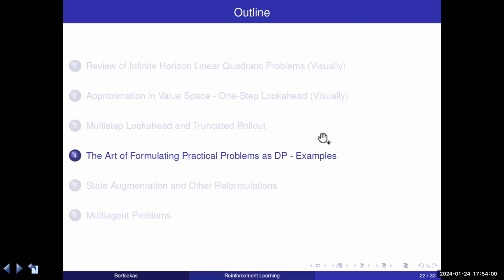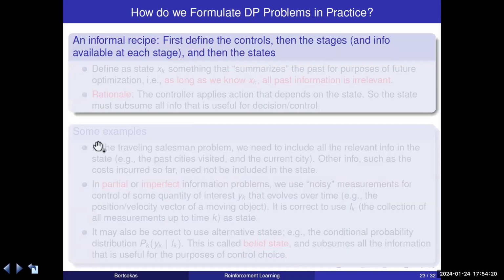So that's all I have to say about these visualizations and Newton's method and approximation in value space. Now we're going to go into the issue of how you formulate practical problems as dynamic programming problems, and by extension as reinforcement learning problems. So how do you do that in practice? Well, there's no unique answer, but here is the recipe that I suggest.